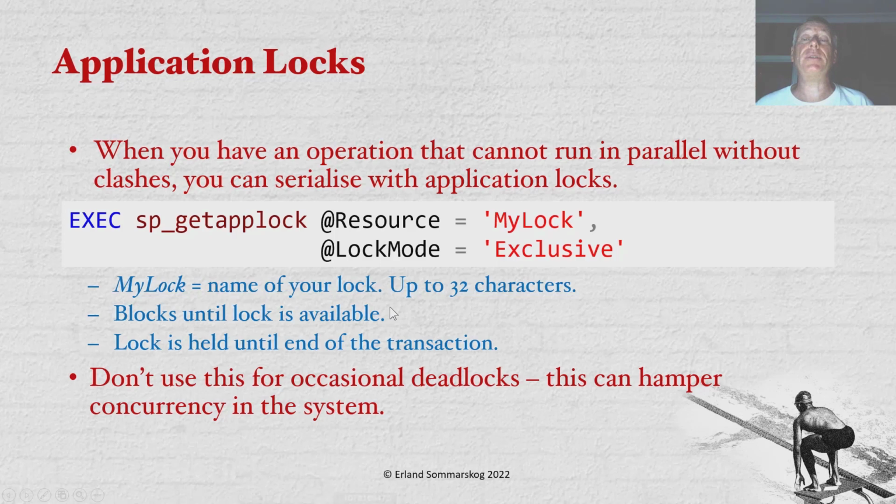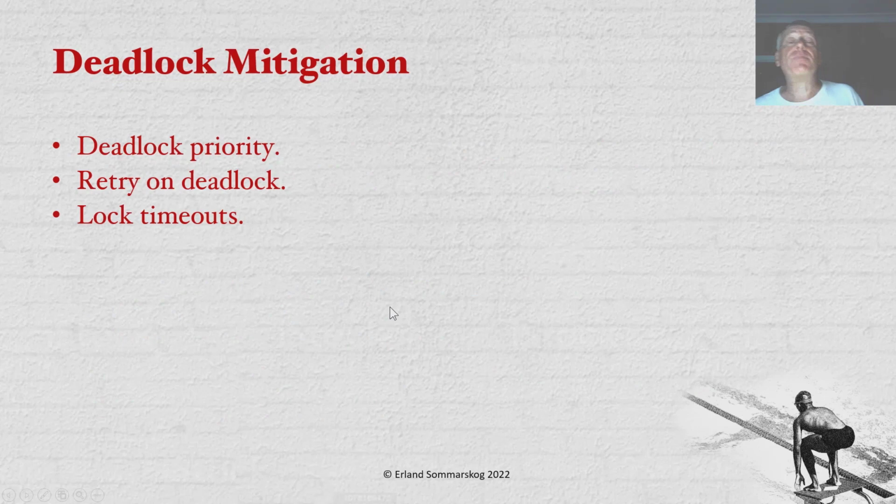Now, we have looked at a couple of ways to prevent deadlocks, but it's not uncommon that it is not possible to entirely prevent the deadlock, or not desirable, because the ways to do that would cause more problems. But we can mitigate the deadlock in various ways, so it doesn't cause that much pain. And there are three ways to do that. So first of all, is deadlock priority.